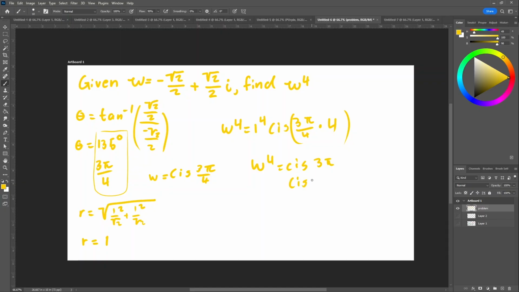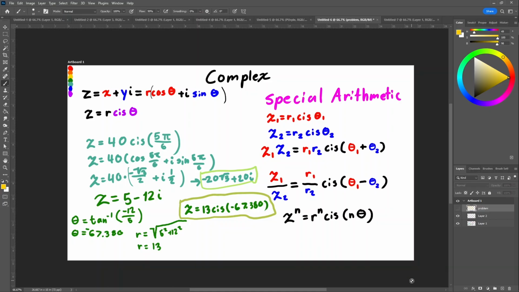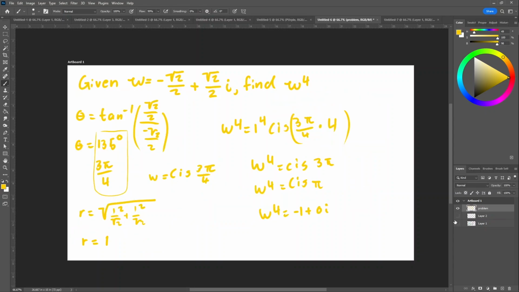We can also simplify this to cis pi, since we want it to remain in a reasonable domain of 0 to 2 pi. And if we convert that back into Cartesian or rectangular, we get W is equal to, what is that? Negative 1 plus 0i. Yep. So that's how you would do that. That's how you apply the special arithmetic that comes with complex numbers and converting them from polar to rectangular using this.